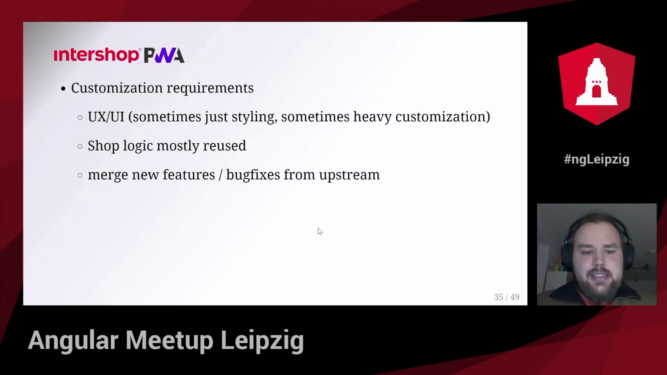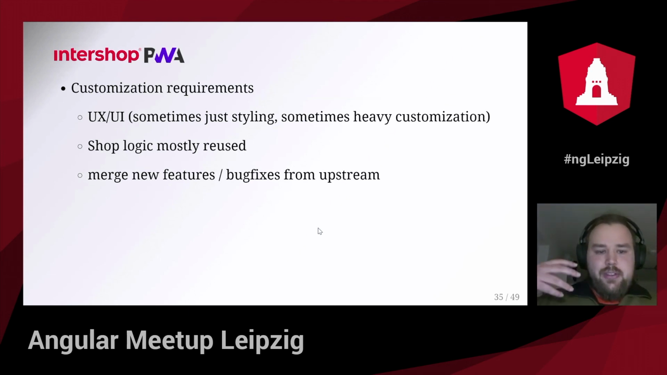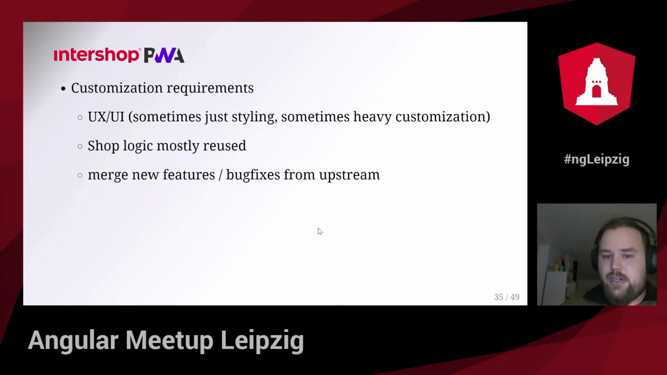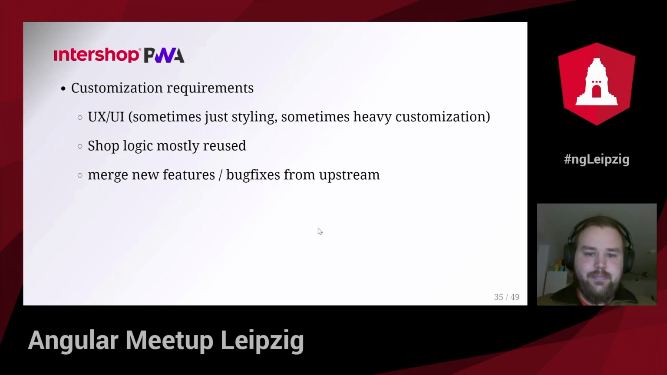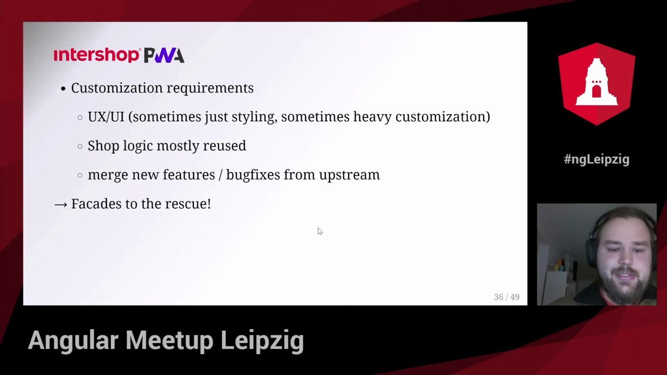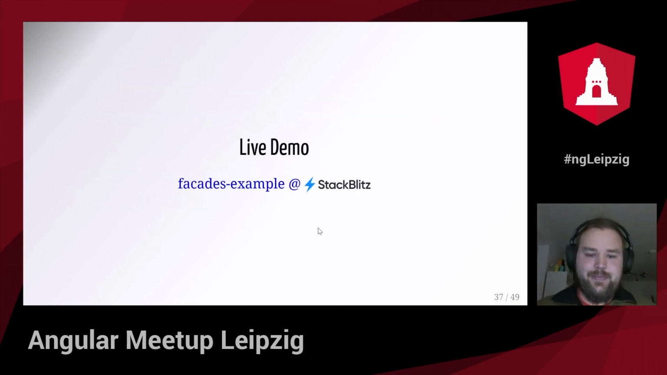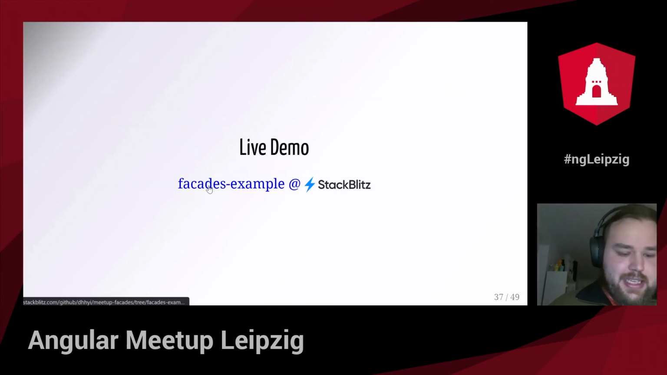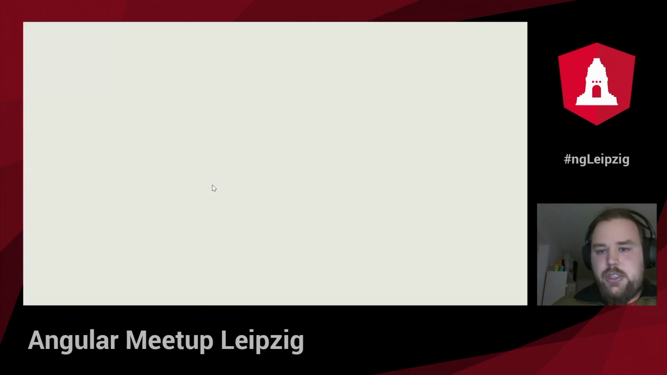And because nothing really gets built from scratch in this industry, all our customers want to merge our new features that we provide or the bug fixes that we are fixing. They just want to hang on to our GitHub stream, so our Git history, and just merge all the fixes that we provide. So Facades to the rescue. So let's go into an example, which I have prepared here.